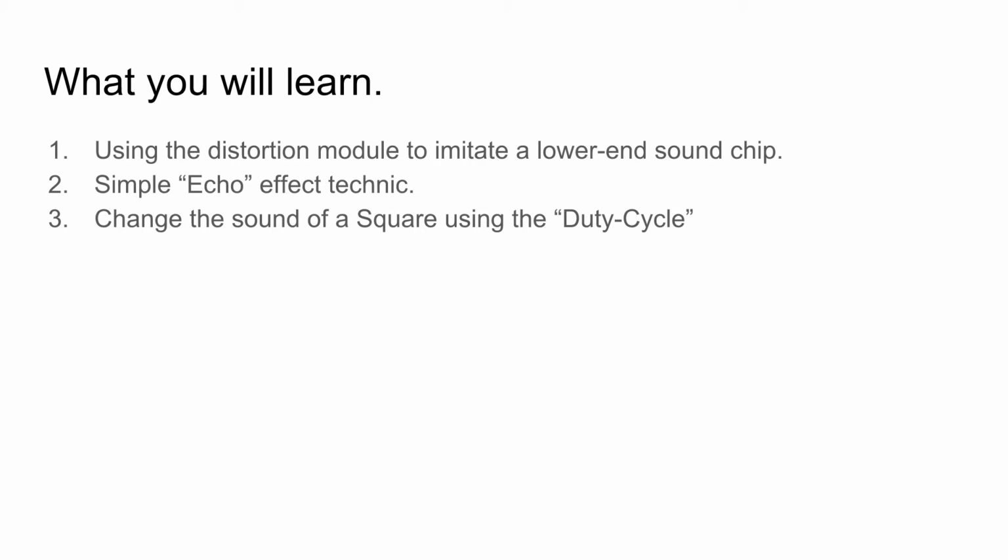Alright, so what I'm going to teach you in this SunVox tutorial is how to use the Distortion module to imitate a lower end sound chip, as SunVox generators have pure waveforms, whereas things like the NES and the SNES and other hardware could only be so precise with their waveforms. So we can use the Distortion module to make those sound more genuine.